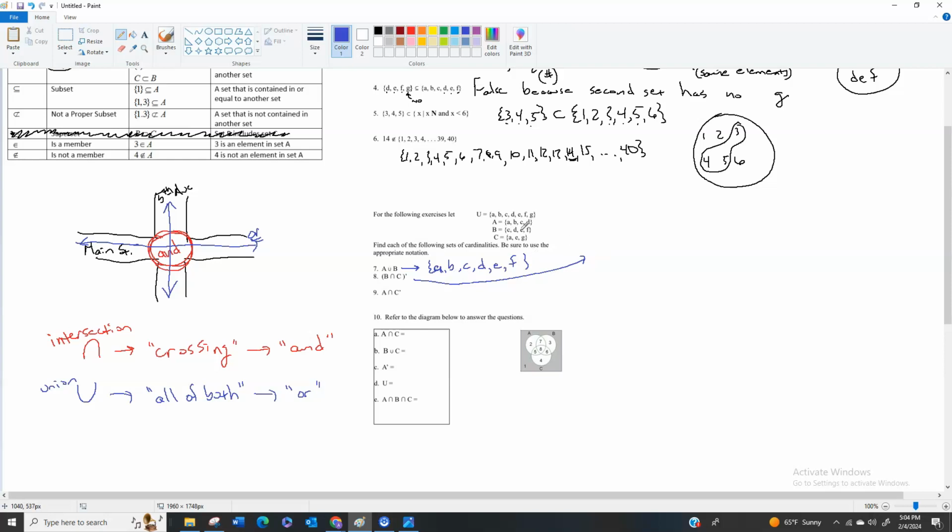So B intersects C. So what do B and C have in common? They don't both have A. They do both have E. That's it. So B intersects C is only E. But if we want to do not of that, then that would be anything in the universe but not E. So A, B, C, D, F, G.